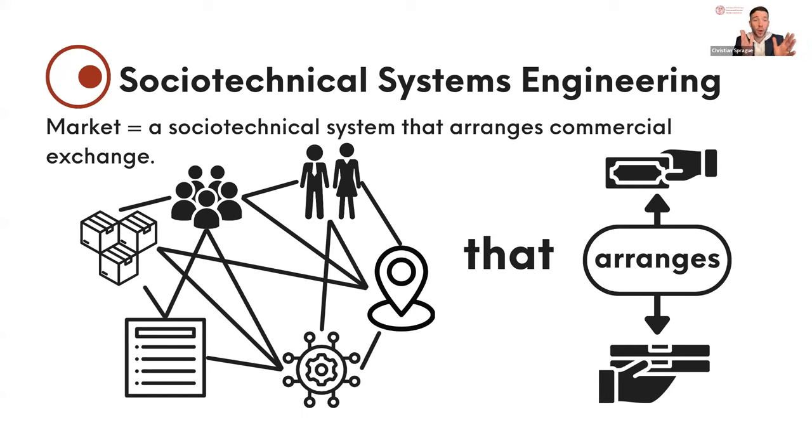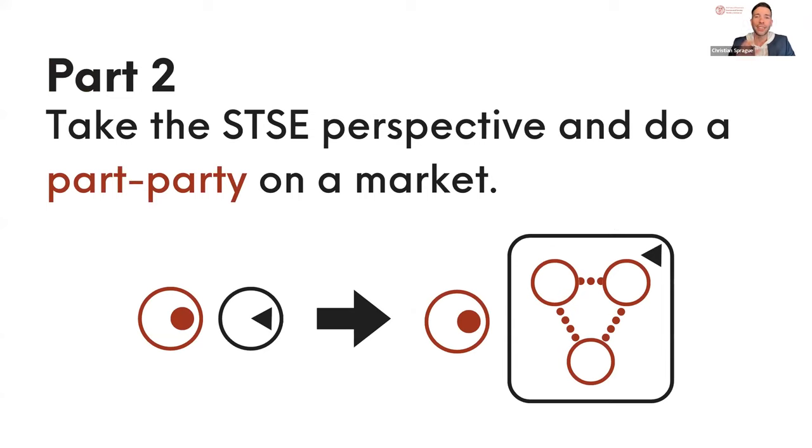So, okay, that was part one. So I took the P circle, I compared disciplinary perspectives and then grouped them, synthesized them and came up with a sociotechnical systems engineering perspective. So now onto part two, let's take that perspective and now use it to do a part party on a market or on markets in this kind of general space. So we're going to put that perspective on, like a pair of glasses, and we're going to do a part party.